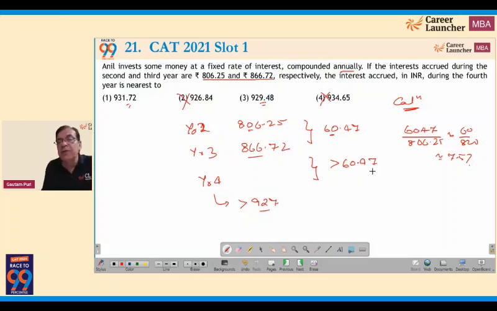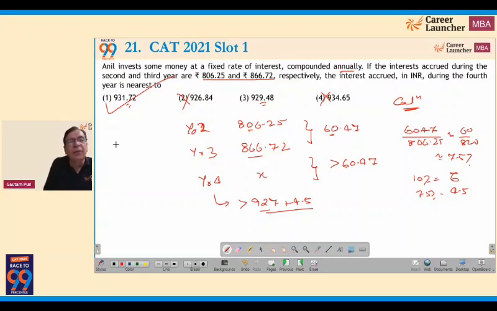What is 10% of 60? 10% of 60 is equal to 6 rupees. So 7.5% is 3/4 of that, so another 4.5. So plus 4.5, my answer should be about 931. Alternately, all you need to do is pick up your calculator and use it.